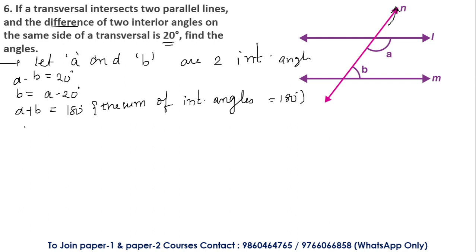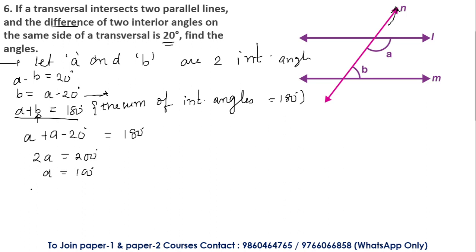So here I can just substitute this particular value in this equation, where A plus A minus 20 degrees will give me 180 degrees. As we know, B is equal to A minus 20 degrees. I have just put the value of B in this given equation. Okay, so I'll get 2A is equal to 180 plus 20, that is equal to 200 degrees. So the value of A will be 100 degrees.